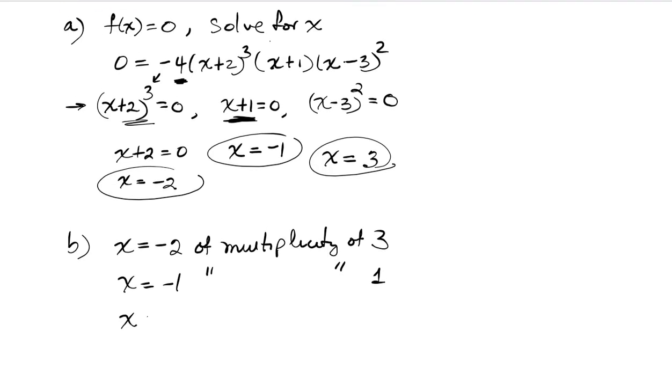And lastly, x equals 3. That zero has a multiplicity of 2. Again, there are 2 factors of x minus 3.